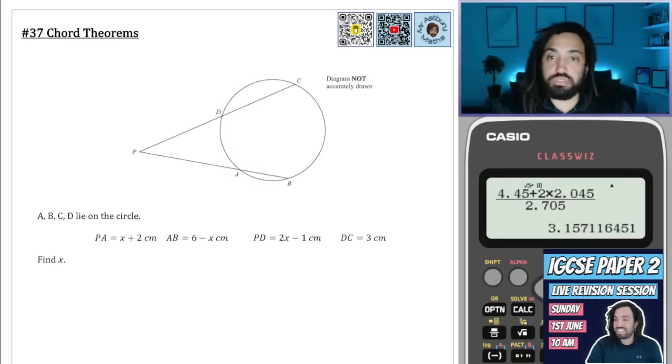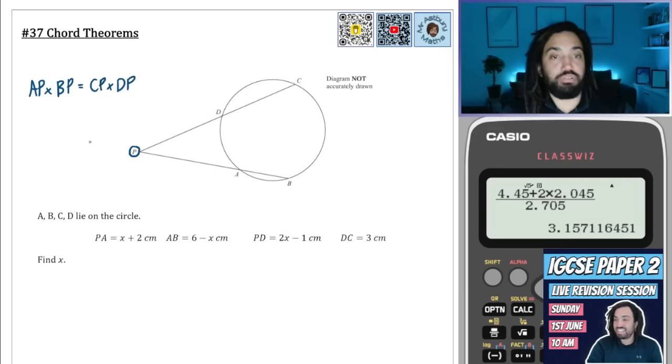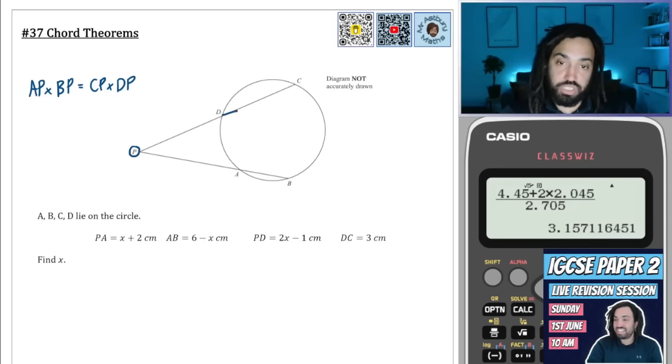Okay, chord theorems. Now, the important thing to note about chord theorems is that whatever equation you create, it always has to involve the intersection point for all four of the chords. So what I'm saying is that AP multiplied by BP is going to equal CP multiplied by DP. So you can see that I've put P in every single one of the chords, and that's important because what we don't ever want to do is use this distance in our multiplication, and that's a big mistake which some people make.